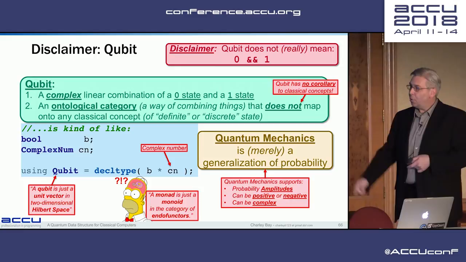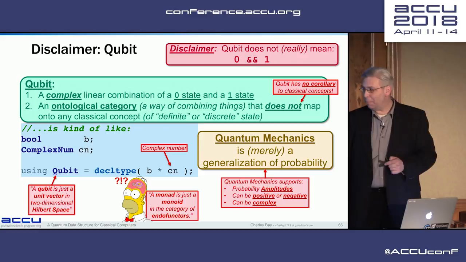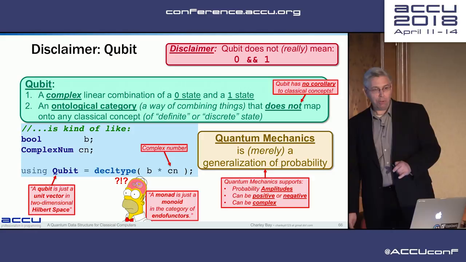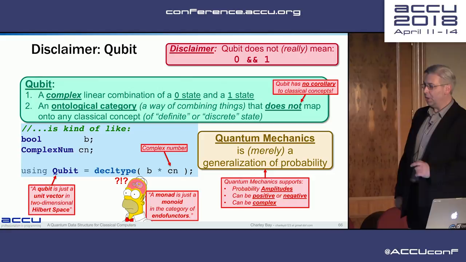So, there's kind of a running joke in the C++ community, and a lot of you are probably aware that if you don't know what a monad is, all you have to do is recite out loud in mixed company, a monad is just a monoid in the category of endofunctors, and then everyone will know that you, in fact, do know what a monad is.